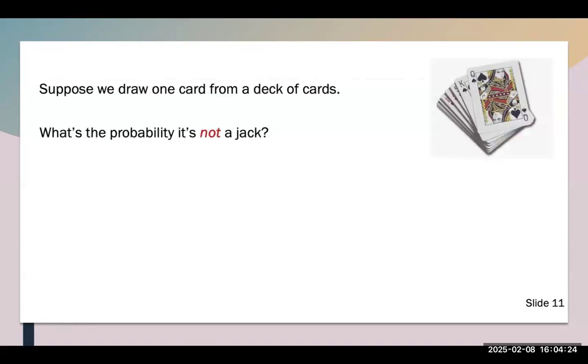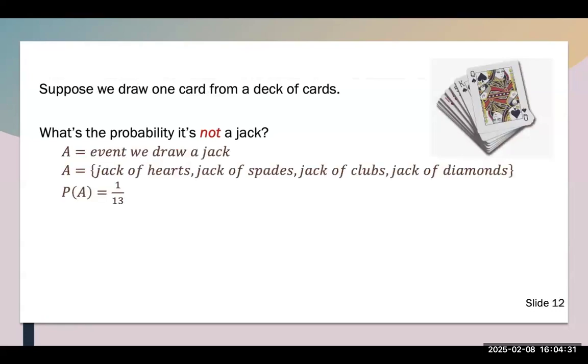So let's go back to this problem. We know the probability of getting a jack is 4 out of 52. So to not get a jack, we could just do 1 minus 4 out of 52. Now 4 out of 52 simplifies to 1 out of 13. So it's the same thing as 1 minus 1 out of 13. You don't have to simplify it. You could do 4 out of 52. In the end, when you put it in a calculator, you're still going to get 0.923 or about a 92.3% chance of getting a card that's not a jack.